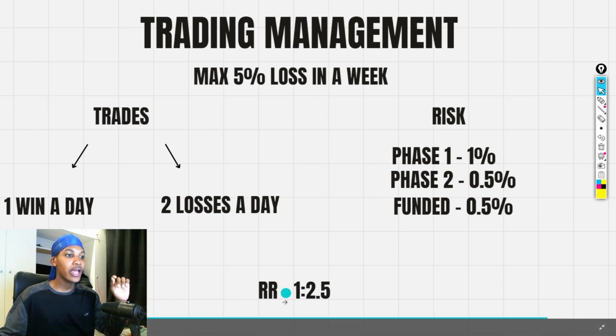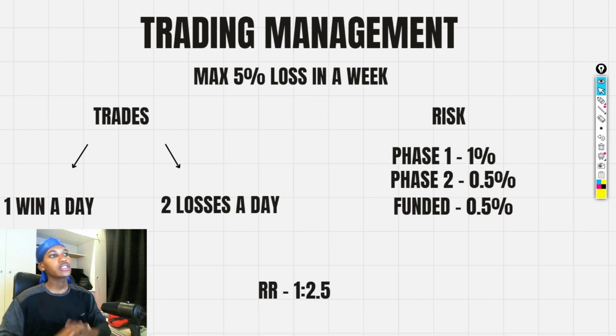Now, the R that we have is 1:2.5. The most important part here is going to be our max loss in a week. We are only allowed to lose 5% in a specific week. So say for instance, Monday, you took 2 losses, so you are now down 2%. Tuesday, you don't take a trade, there wasn't any setups, good. Wednesday, you take another 2 losses, so now you're down 4%. If you were to get another loss Thursday, you're now down 5%. And that is where you would call it off for the week.